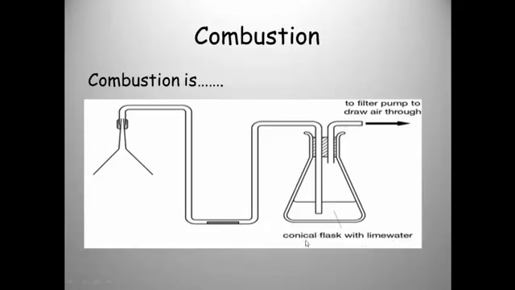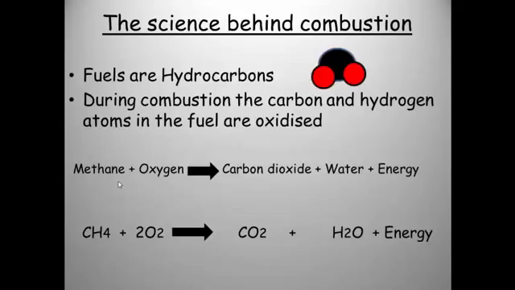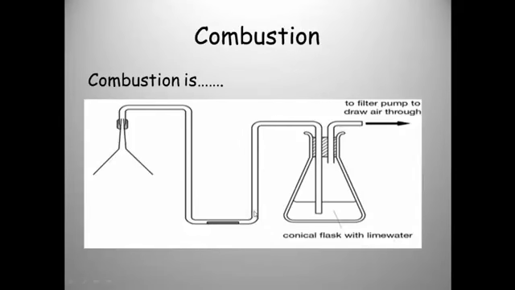This little experiment shows the products that get given out from combustion, which are carbon dioxide and water. We need to be able to test for those. When carbon dioxide is given off, we can test for it by using lime water, and the lime water goes from clear to cloudy, or cloudy white. Over here you've got cobalt chloride paper, and it turns from pink to blue if water is present.